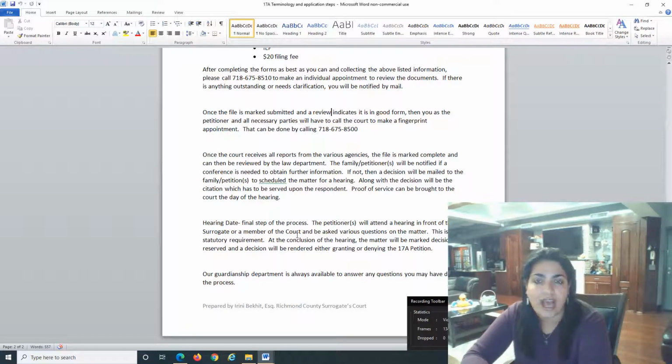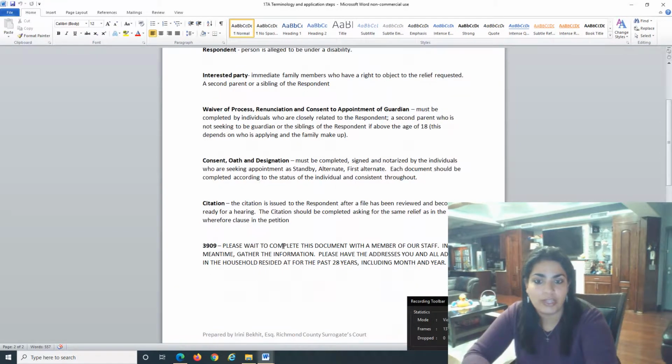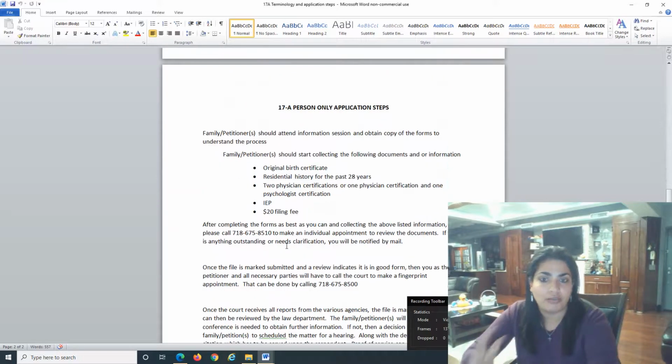ibeckett@nycourts.gov. That's I-B as in boy, E-K-H-I-T @nycourts.gov. Okay, so that takes care of the terminology and the general overview.